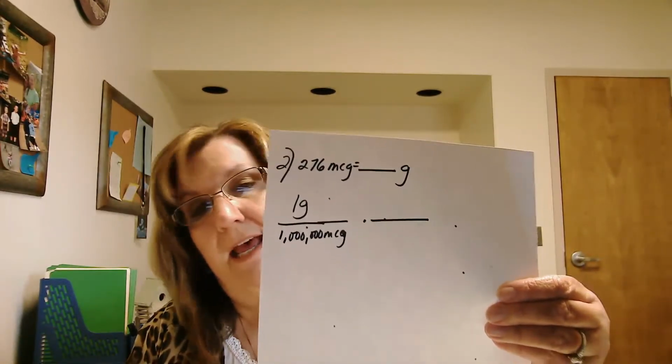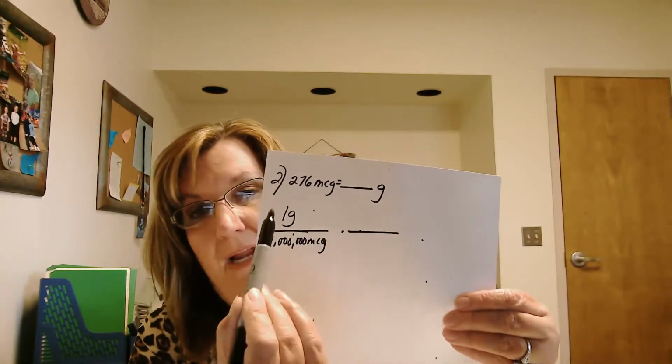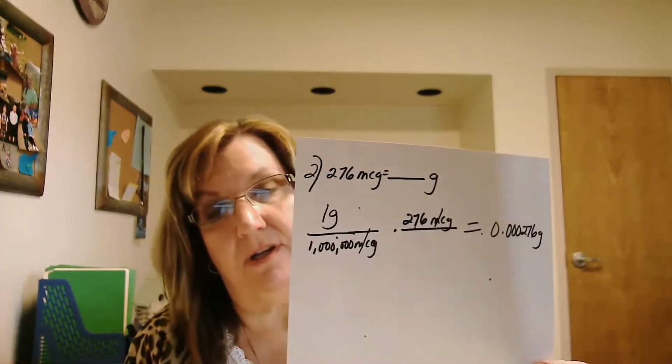And then what's going to go on the top right here? Micrograms. Right there. 276 micrograms. So then what are we going to do? We're going to scratch out the micrograms. Microgram gone. So we just are solving for grams, and that's what we need for our problem. So once you multiply all this back out, the answer would be 0.000276 grams. So multiply that all out, and that's what you're going to get for that.